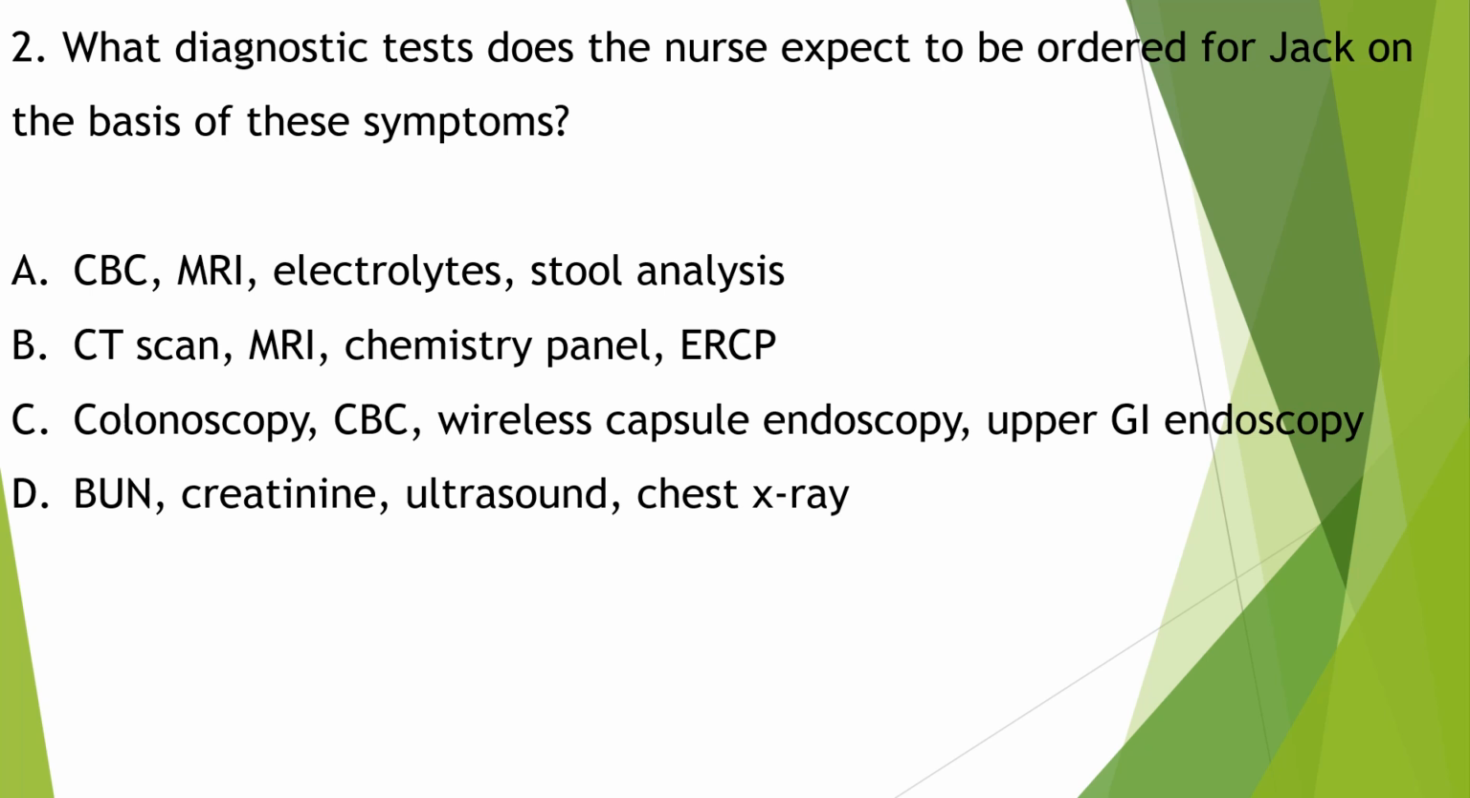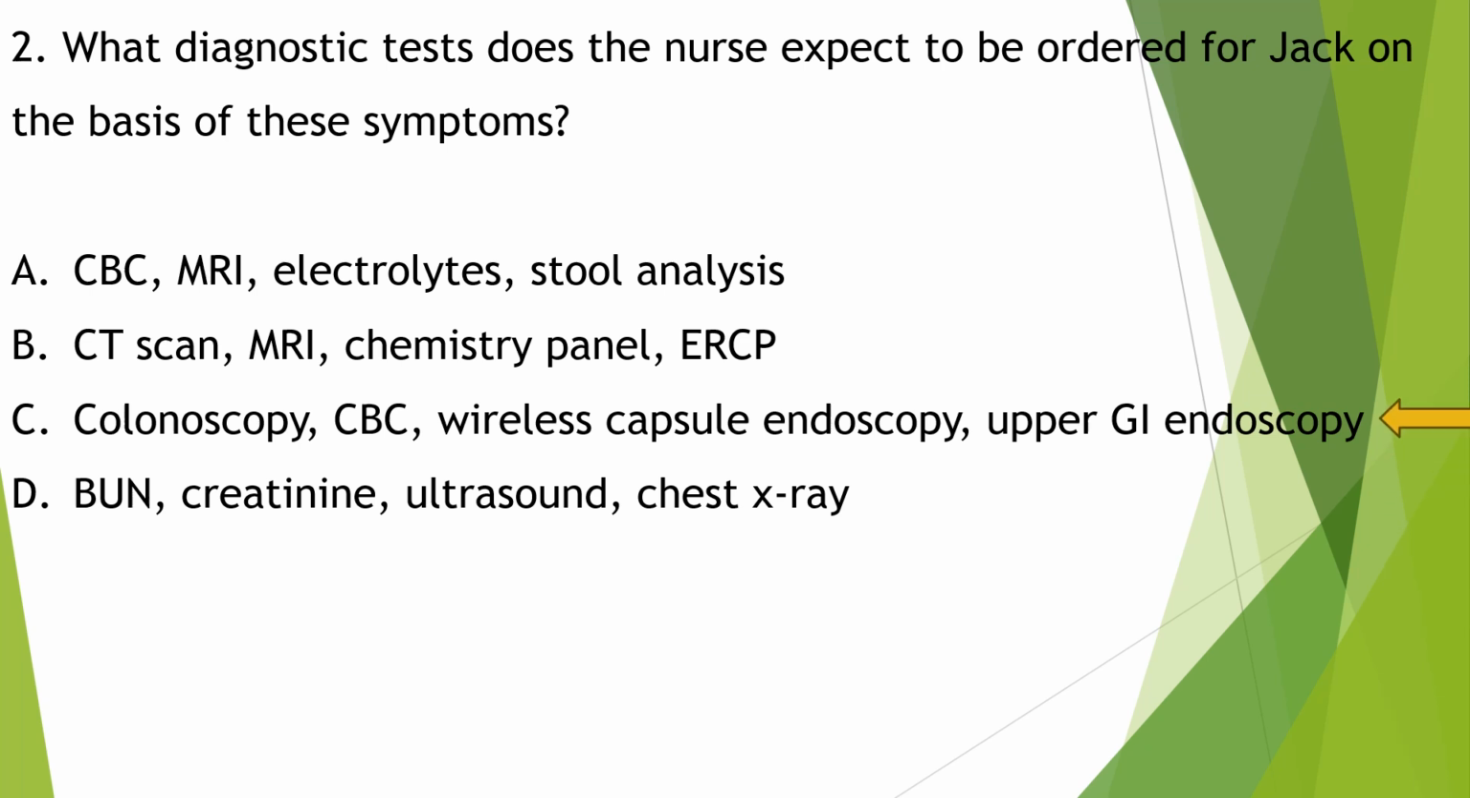CBC, MRI, electrolyte stool analysis, CT scan, MRI, chemistry panel, ERCP, colonoscopy, CBC, wireless capsule endoscopy, upper GI endoscopy, BUN, creatinine, ultrasound, chest X-ray. All of these. If you see, bloody stools are more common with ulcerative colitis. Therefore, a CBC should be ordered.